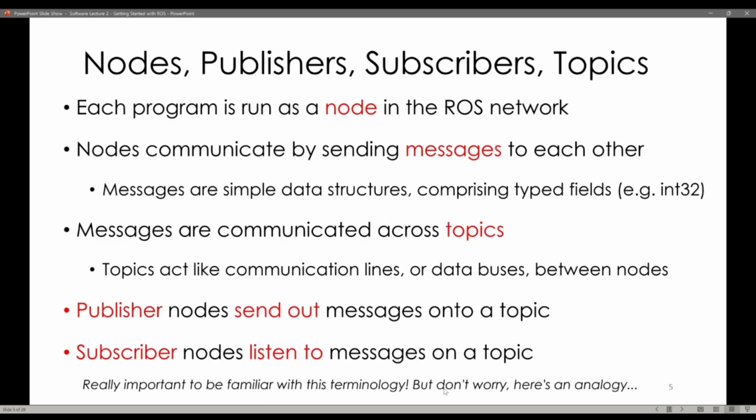Each program is run as a node in the ROS network, and these nodes communicate by sending messages to each other. Messages are simple data structures that contain typed fields, so int32, for example, or a float32, or a string, or an array. You can even get more complicated ones. For example, you can get a message for a pose, and a pose represents the position and orientation of something.